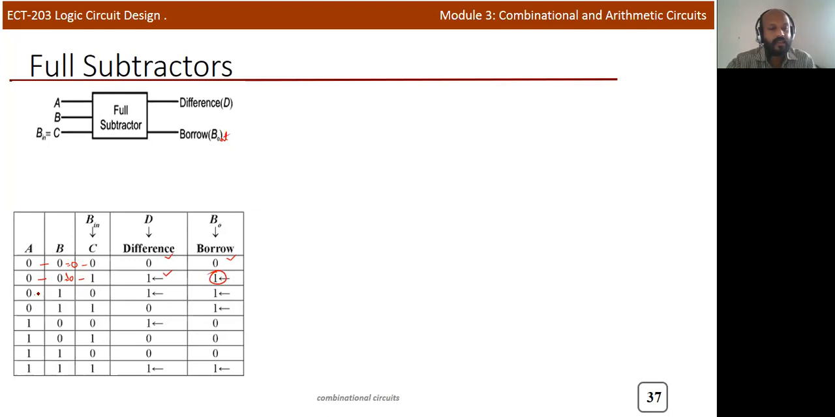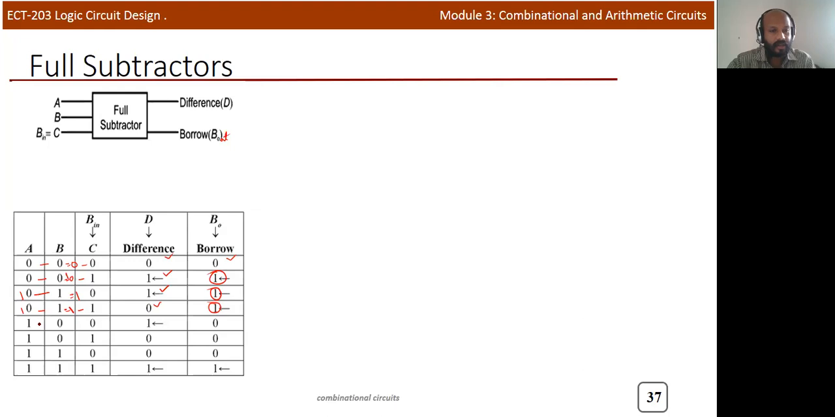Exactly the same thing here. 0 minus 1 is not possible, so we need to consider one borrow. So 10 minus 1, in binary 10 means 2, minus 1 is equal to 1. Then 1 minus 0 will be 1. So that's why difference is 1 and borrow is 1. Already there is a borrow involved. Here you can see 0 minus 1, again borrow involved. You consider one borrow, so it becomes 10 minus 1, which will be 1. The next step is 1 minus 1, which is 0, and already there is a borrow involved, so borrow is equal to 1.